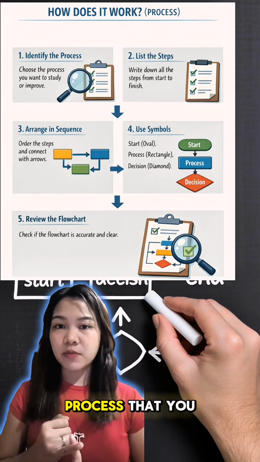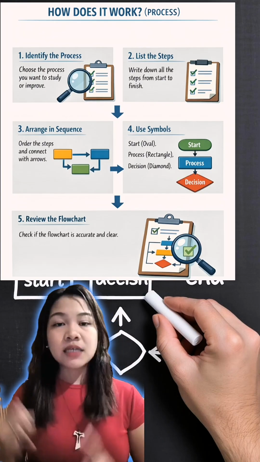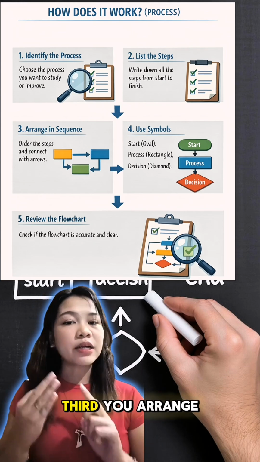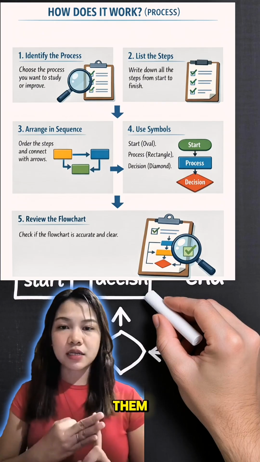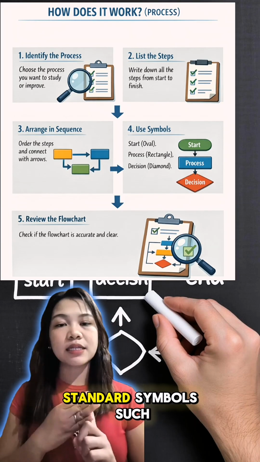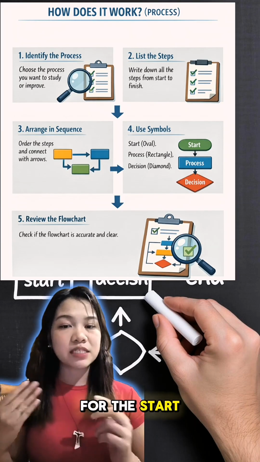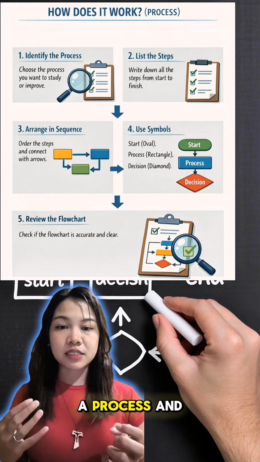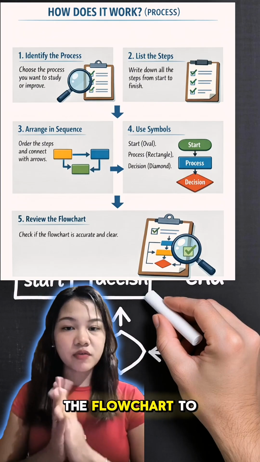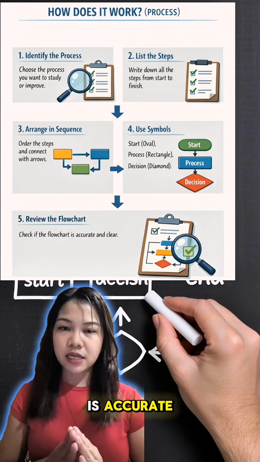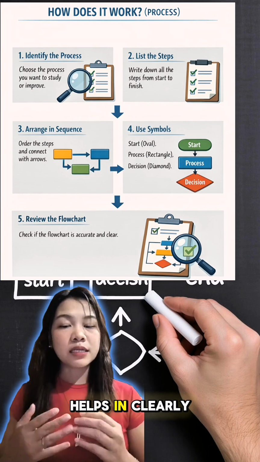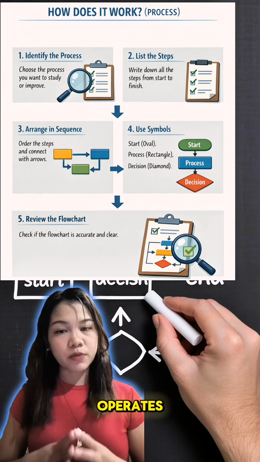First, you identify the process that you want to study or improve. Second, you list all the steps involved from start to finish. Third, you arrange these steps in order and connect them using arrows to show the direction of the flow. Fourth, you use standard symbols such as an oval for the start and end, a rectangle for a process, and a diamond for decision-making points. Finally, you review the flowchart to ensure that it is accurate, complete, and easy to understand. This structured approach helps in clearly presenting how a process operates.